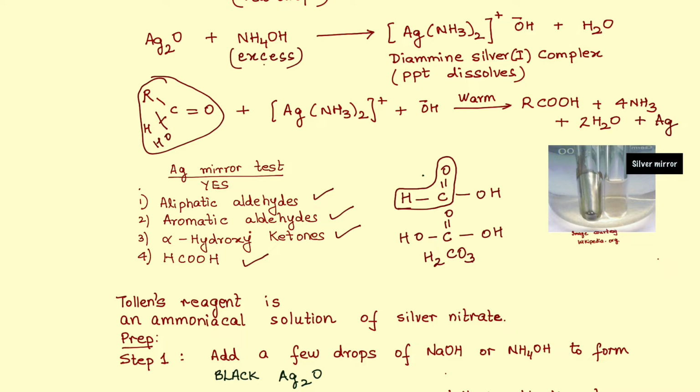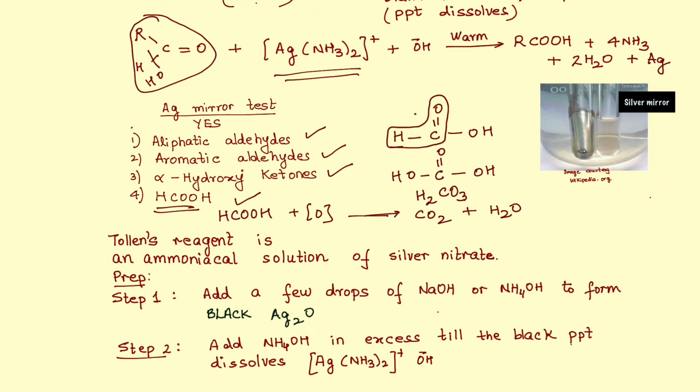So what happens is when you treat formic acid with Tollens reagent, what we will get is our final product will be carbon dioxide and water. The product of oxidation of formic acid would be CO2 and water. Although we will again cover this under the topic of carboxylic acids. But for now, it's an interesting piece of information which you can note down.